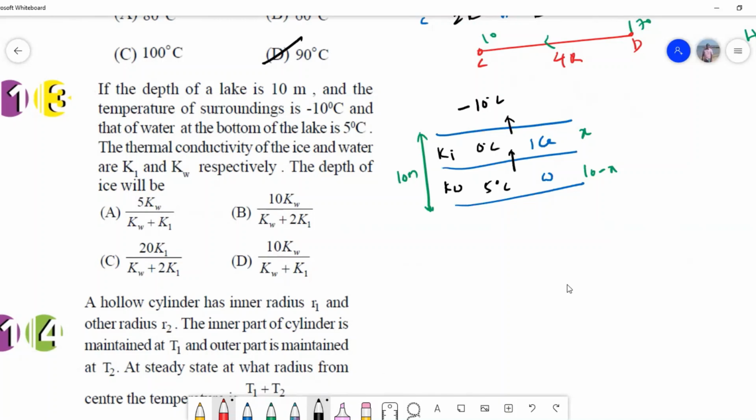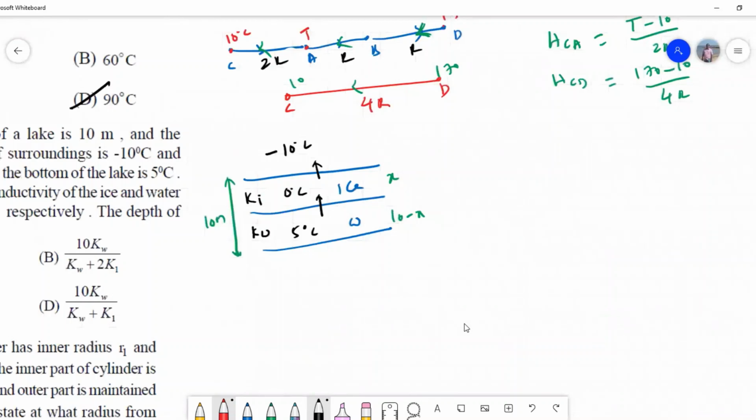So simply let us equate the total heat transferred. So for water, if you look at Kw A, into time, everything is same. Or we can equate the rate of flow of heat for both of them, since they are in parallel.